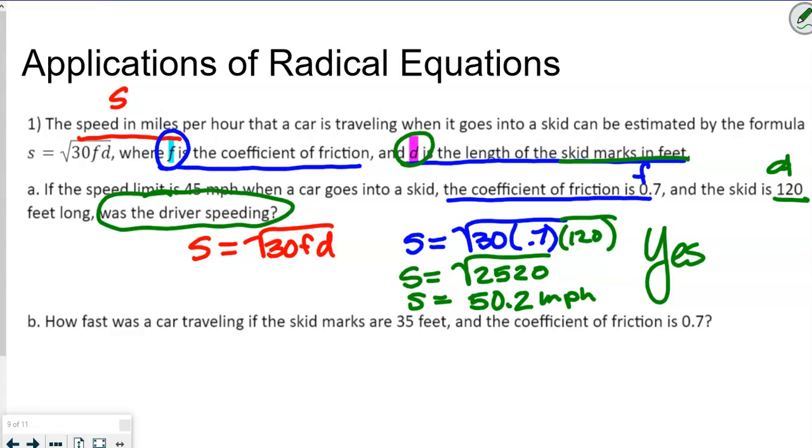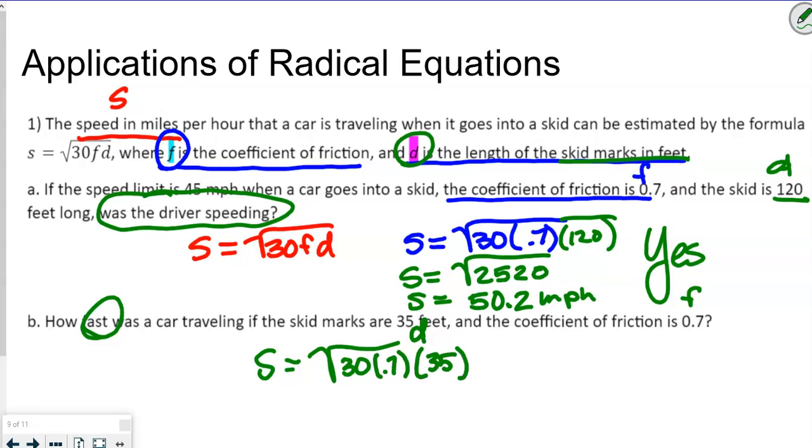All right, then the next one says, how fast was a car traveling if the skid marks are 35 feet and the coefficient of friction is 0.7, okay? So we're going to use the same formula. Speed, that's what it's asking us, right? How fast? And we're going to do 30. Okay, there's still our F, right? And then this is our D, okay? So we're going to go 0.7 times 35.